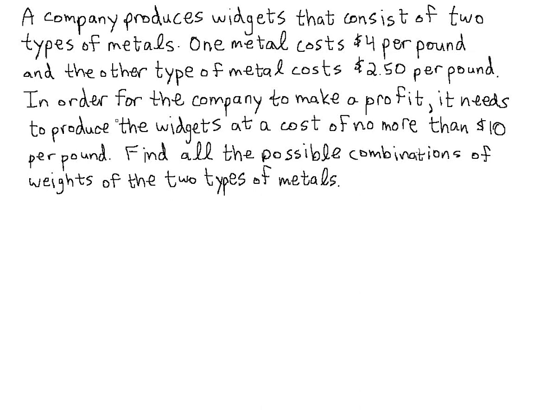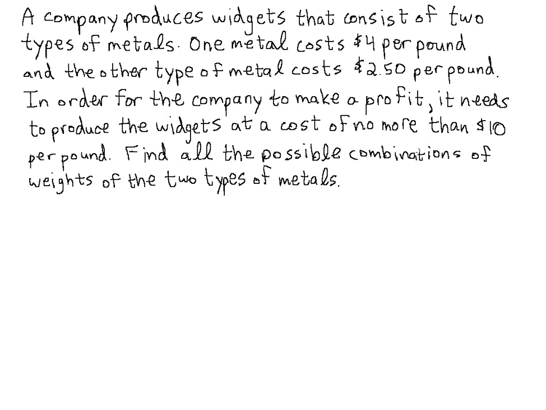Let's take a look at an application of linear inequality in two variables. So we have the following scenario. A company produces widgets that consist of two types of metals. One metal costs $4 per pound, and the other type of metal costs $2.50 per pound. In order for the company to make a profit, it needs to produce the widgets at a cost of no more than $10 per pound. We want to find all the possible combinations of weights of the two types of metals.